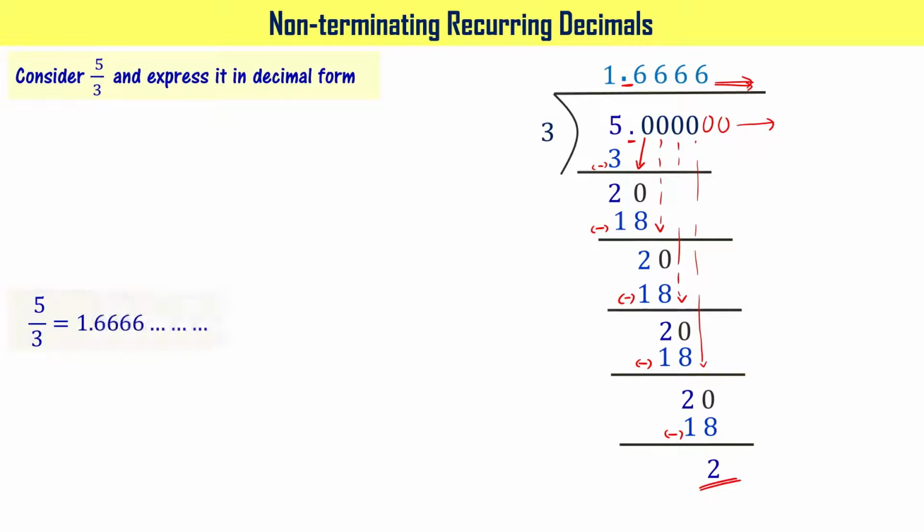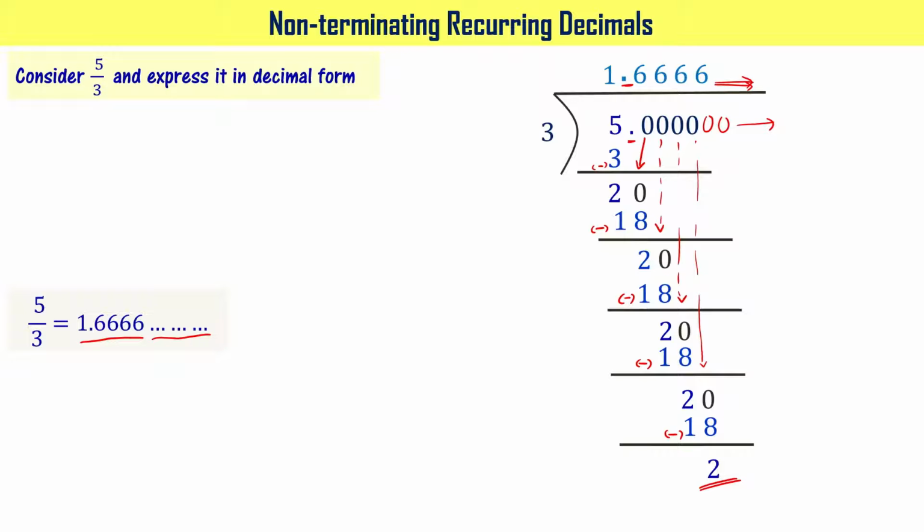So now what I'm saying is, instead of continuing to do this, I say that 5 by 3 is equal to 1.6666 dot dot dot. It means as many sixes as you can get. You can write even 100 sixes, 200 sixes, doesn't matter. Still it continues, right? This is what is called non-terminating recurring decimals. The number 6 in this particular case is recurring. It keeps on coming and it is not going to terminate, right?